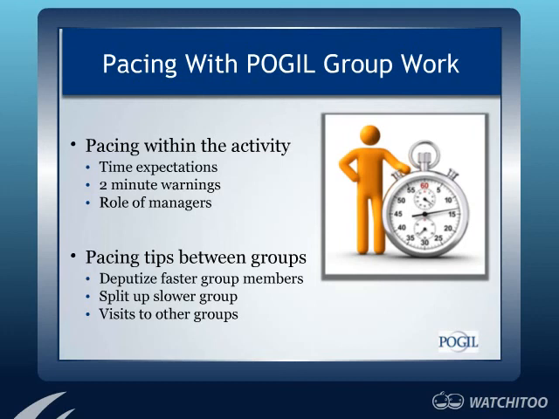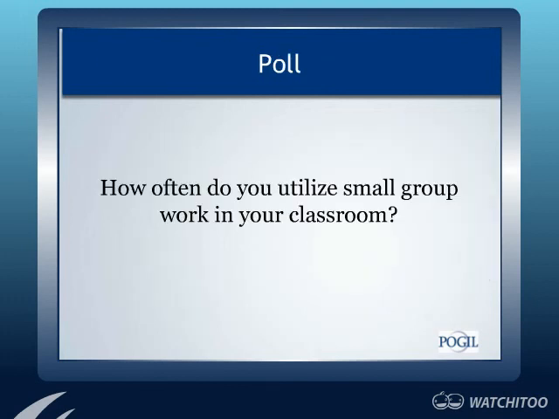Pacing tips between groups is also a wonderful teacher skill. You can talk about deputizing members of a faster group and spreading them out to help slower groups. You can split up a slower group for the last few questions on a POGIL activity that need to be completed, and you can assign them temporarily to other groups. You can also suggest a struggling group pay a visit to another more efficient group to report back and help that home group. I'm sure that many of you also have other great cooperative group strategies that you could share about how to effectively manage pacing within a POGIL group.